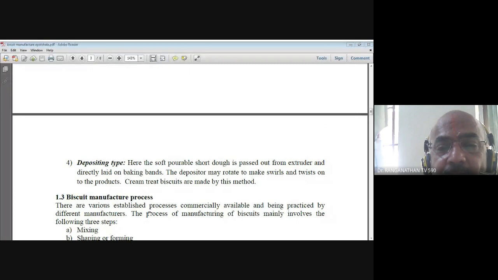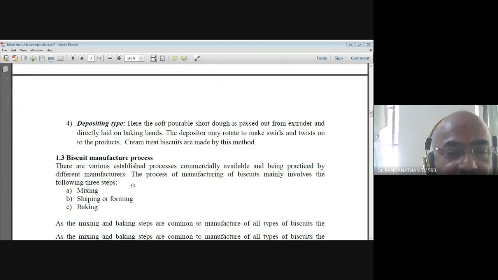Depositing type. What is a depositing type? Soft pourable short dough is passed out from an extruder and directly laid on the baking bands. The depositors may rotate to make twirls and twists. So the Cream Treat, etc., belong to this category. I think I have already told you.